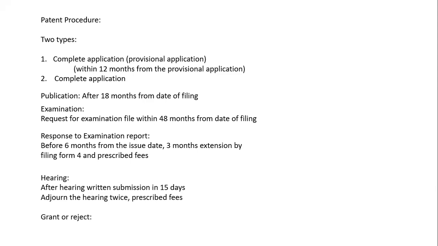मैम हम कितने बार एक्सटेंड करवा सकते हैं? मतलब 3 months का जैसे एक एक्सटेंशन मिल गया, उसके बाद वापस से फॉर्म 4 भर के ऐसे कितने बार कर सकते हैं? नहीं कर सकते, this is only once. ओके, so total 9 months मिल सकते हैं at the max अगर एग्जामिनेशन रिपोर्ट को रिस्पॉन्ड करना है तो. हां करेक्ट. ओके.